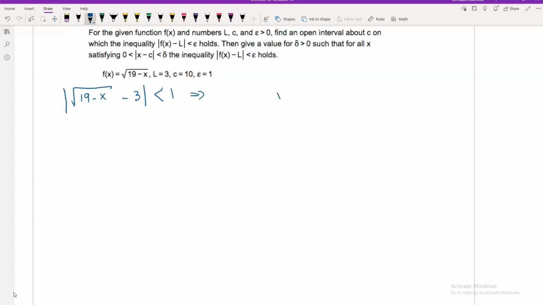This implies what we have inside absolute value is between -1, +1 at 3, that is square root of 19 minus x between +2 and +4.